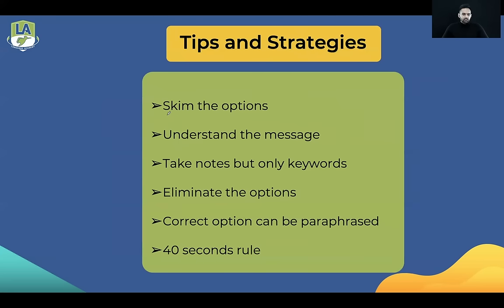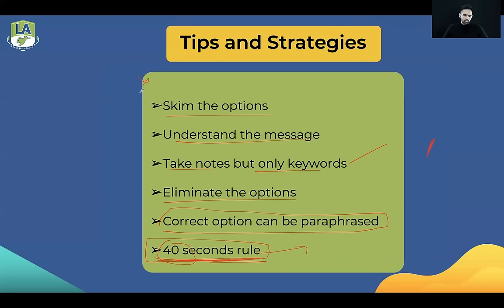All right, what are the strategies? Skim the options before the audio starts, understand the message, take notes, but only keywords. After that, compare your notes and the information in the paragraphs or the options, eliminate the wrong options. Remember this thing, correct options are paraphrased. I know 40 seconds are a bit less, but worst case, you have to spend 40 seconds, not more than that. If you get the answer in 40 seconds, which you will if you follow the rules, otherwise move on.